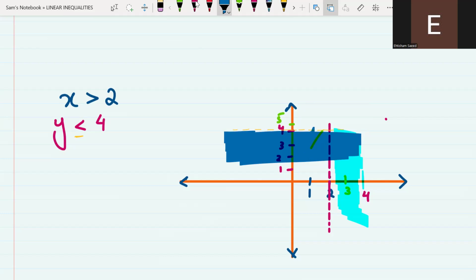Okay. So this is how we draw the inequalities like x is greater than or equal to 2, y is less than or equal to 4. The next point is how we are going to move with the inequalities of linear equations. So we will be discussing that in the next class, inshallah. Have you understood this point till here?